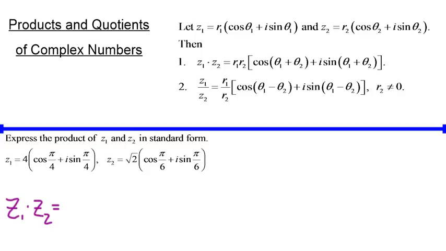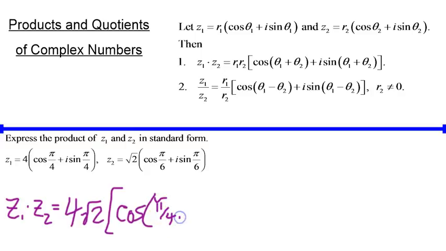So we're going to use the formula in step 1 above. We need to multiply the r values together. So we're taking 4 times radical 2. And then inside our brackets, we have the cosine of pi over 4 plus pi over 6. And then we're adding to that i times the sine of pi over 4 plus pi over 6.